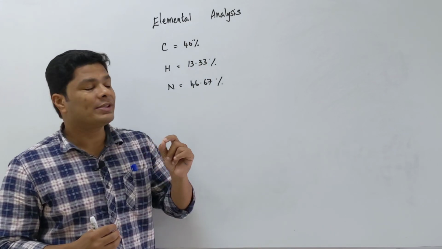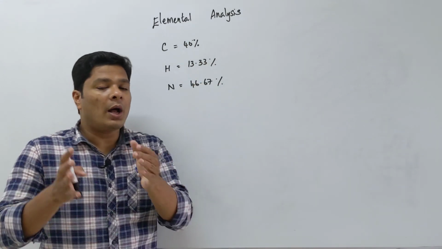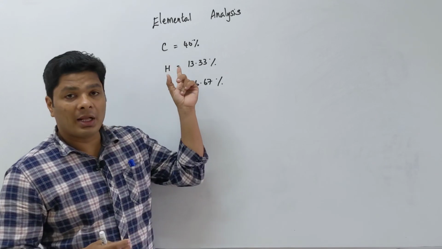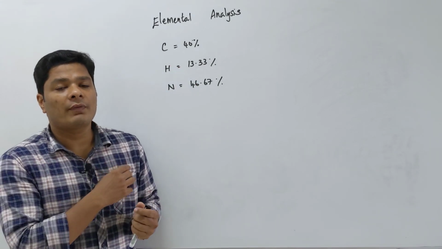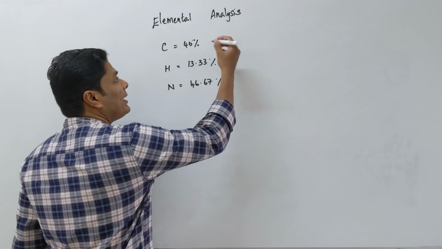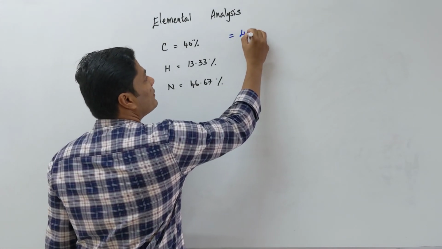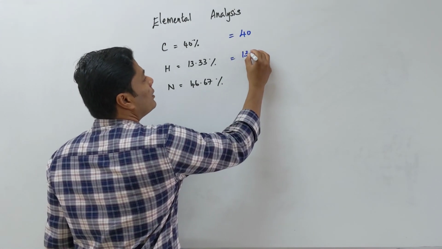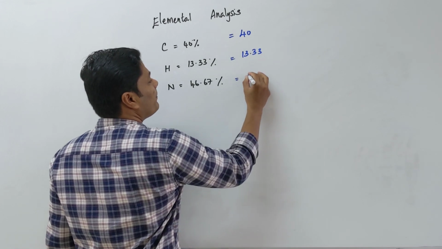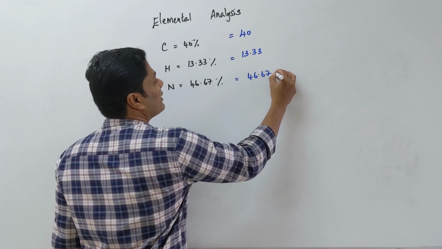Now what you want to do is, if it is given in percentages, what does that mean? In a 100 gram sample there is 40% carbon. So consider it out of 100 grams. If I take 100 grams, I get 40 grams of this, 13.33 grams and 46.67 grams.